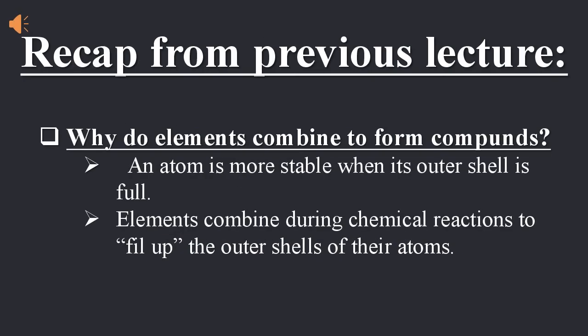Dear students, a fast recap of the previous lecture, in which we discussed the combining ability of atoms to form compounds and the formation of ionic compounds. Why do elements combine to form compounds? Dear students, an atom is more stable when its outer shell is full. Elements combine during chemical reactions to fill up the outer shells of their atoms.